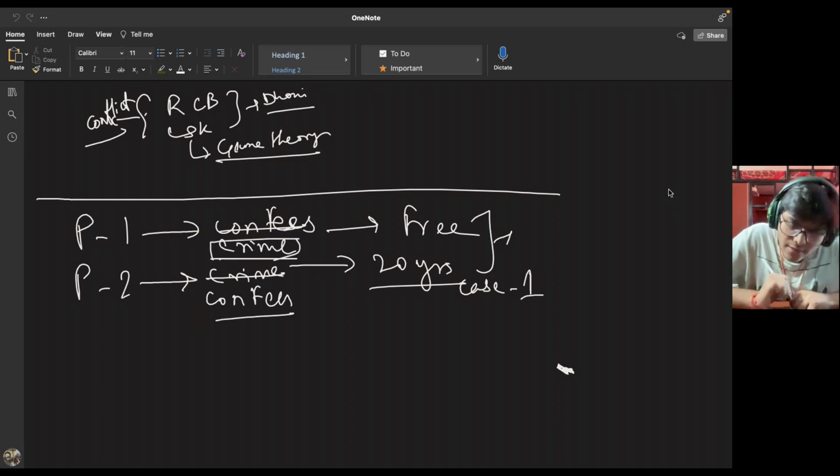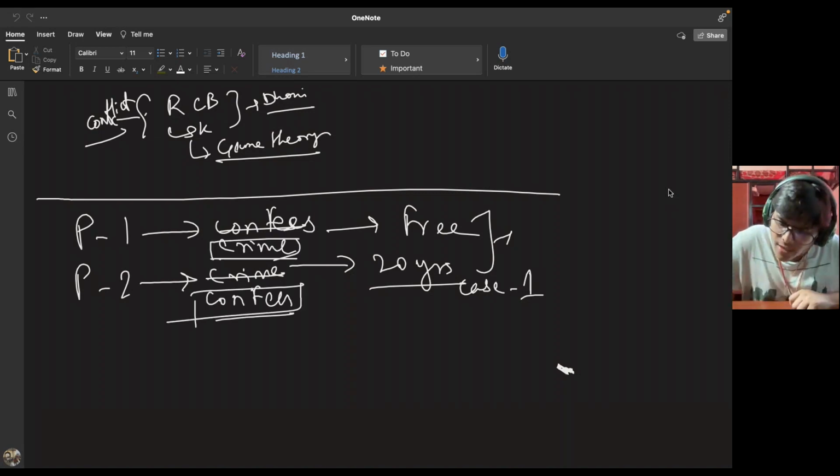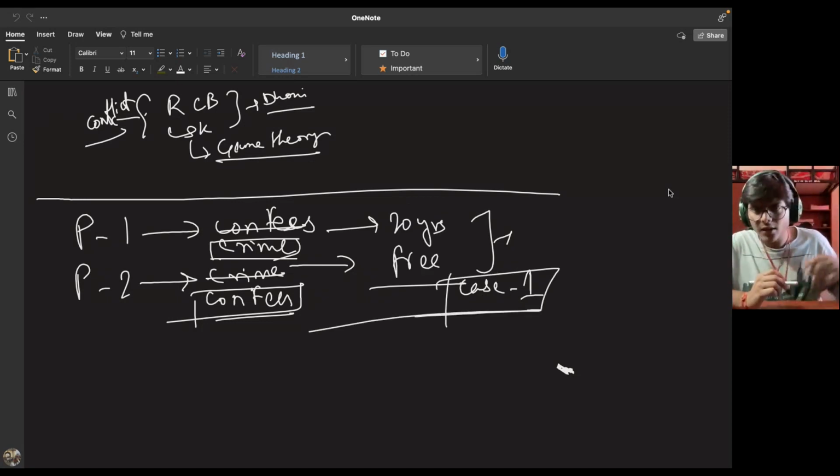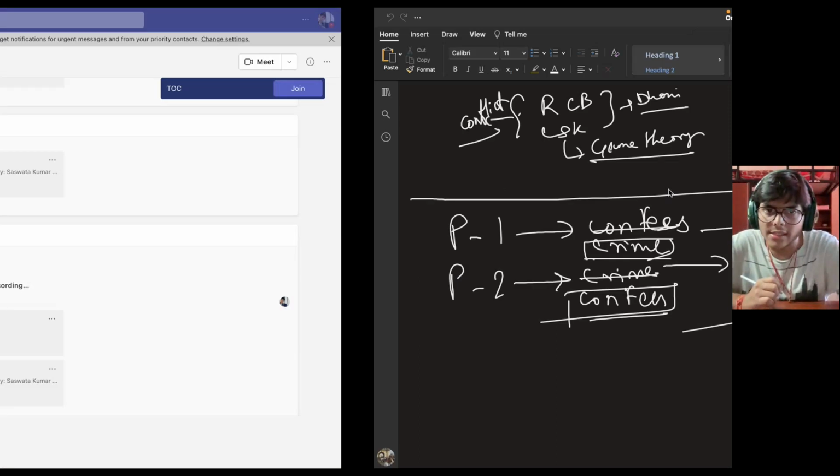And if P2 confesses, then what will happen? The case will be the reverse, right? So P1 will go to jail for 20 years and P2 will be free, right? It's the same as case 1, it will be vice versa, right? Next.